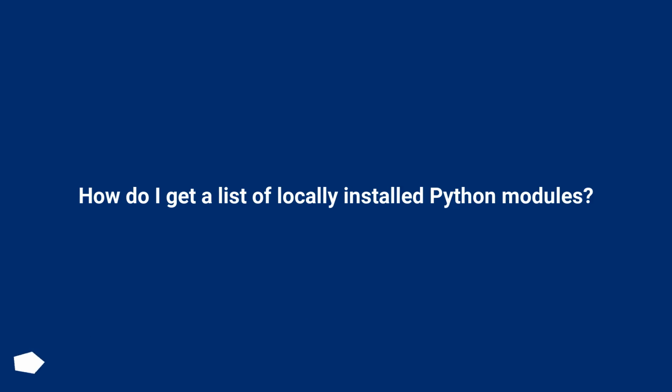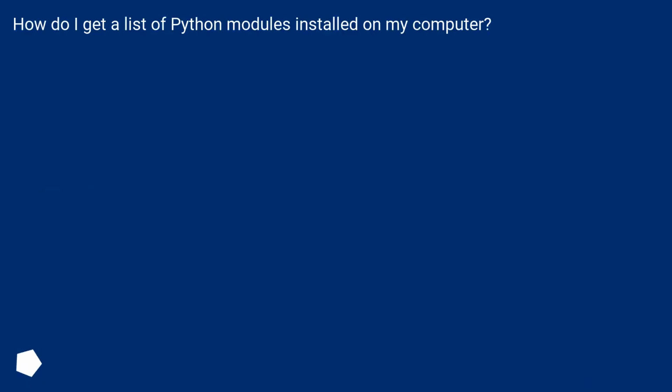How do I get a list of locally installed Python modules? How do I get a list of Python modules installed on my computer?